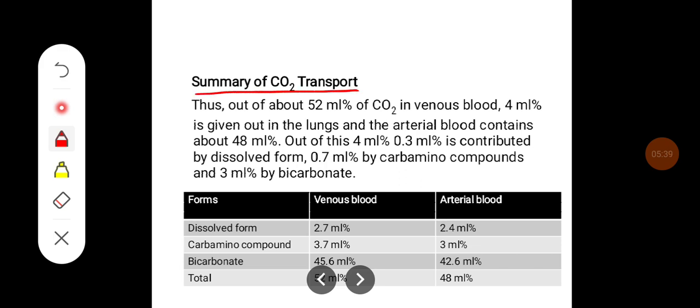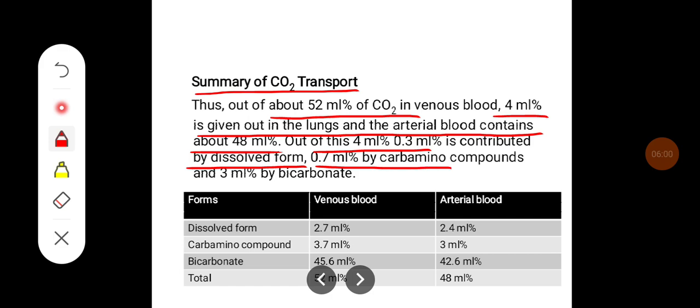Summary of carbon dioxide transport. Thus, out of 52 ml of carbon dioxide in venous blood, 4 ml is given out in the lungs, and arterial blood contains about 48 ml percent. Out of this 4 ml percent, 0.3 ml percent is contributed by dissolved form, 0.7 ml by carbamino compounds, and 3 ml percent by bicarbonate. So this is the summary.